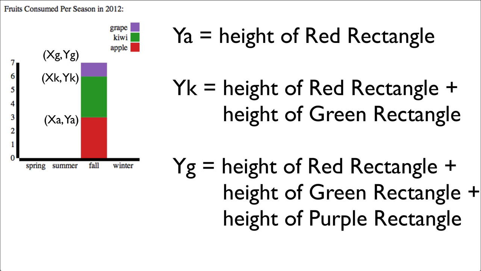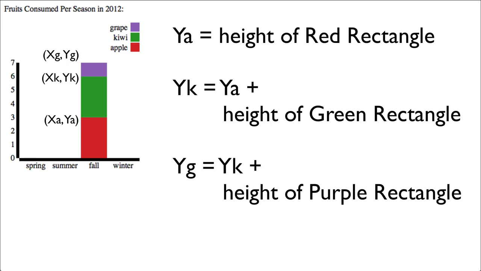The height of the red rectangle gives us the ya. The height of the green and red rectangles give us the yk. The height of the purple, green, and red rectangles give us the yg. We can even simplify the equations so that all equations have 1 or 2 terms. This makes it easier to think about as well as easier to calculate. If we were going to build a stacked bar chart, we would have to do these types of calculations manually. As we shall see shortly, the D3 layout stack layout will do this for us.